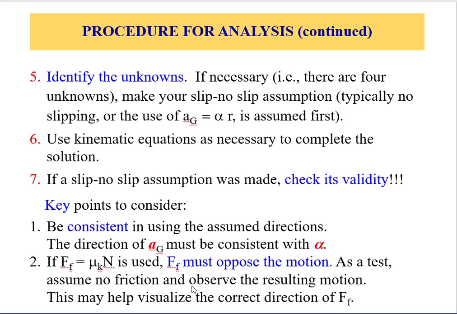For problems that involve rolling and slipping or no slipping, such as what we discussed, assume slipping, and then you use a_G equal to alpha r, and if not, then use F equal to mu_k multiplied by N.